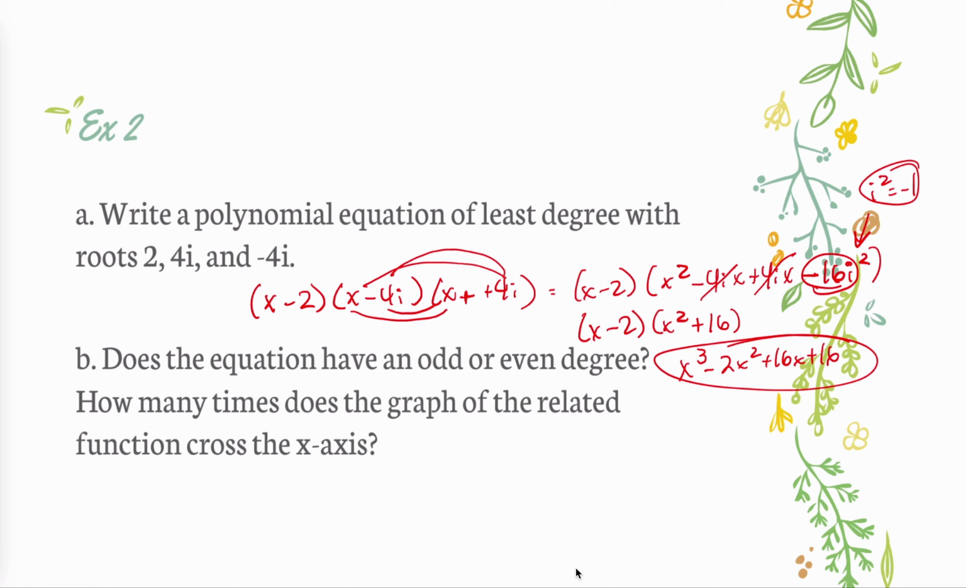Right? So if you're given the roots, for each of these roots, just do x minus r for whatever your roots are, and that gets you the polynomial.